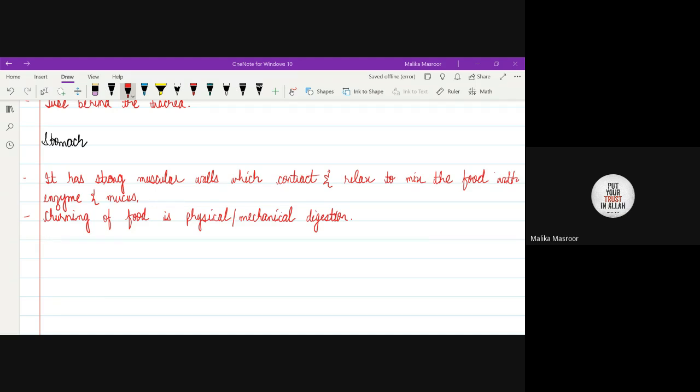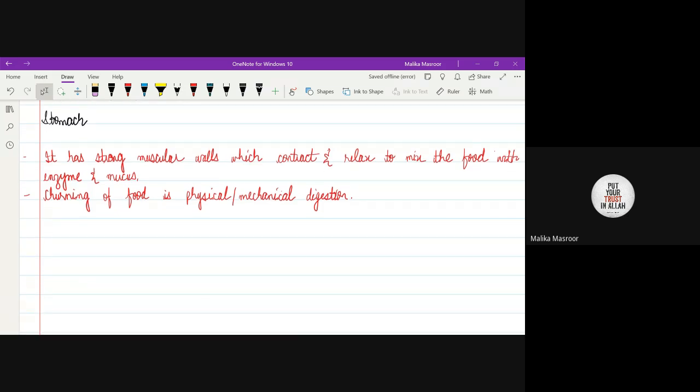But they've asked in some papers whether churning is physical or chemical. Does churning come under physical digestion or mechanical digestion? Okay. It also contains goblet cells that secrete mucus.